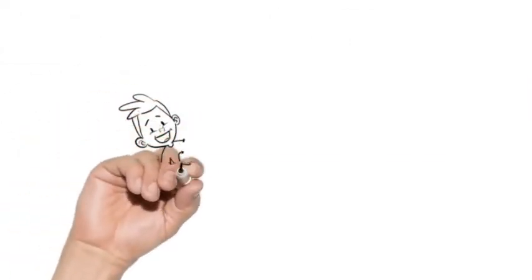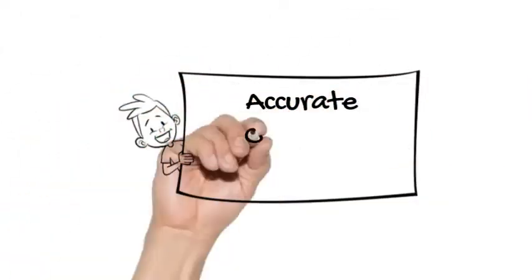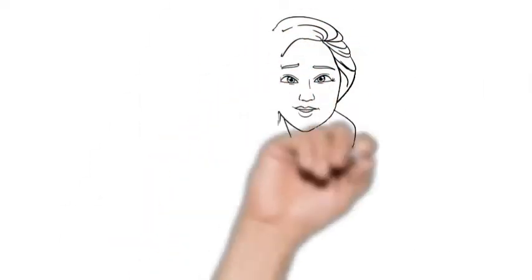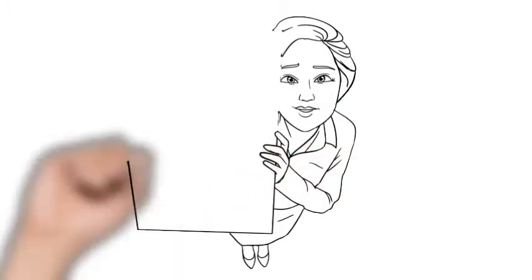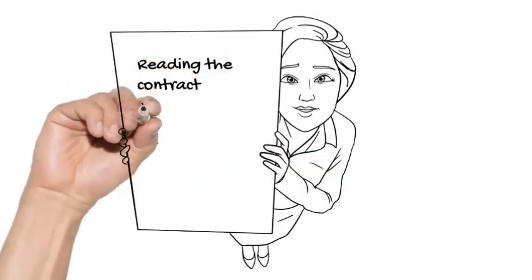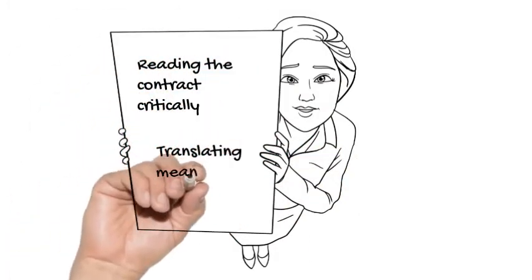This week, we're going to talk about contract translation, specifically how to translate contracts accurately. Accurate contract translation relies on two skills. First, being able to read critically, and second, being able to translate meaning, not just words.